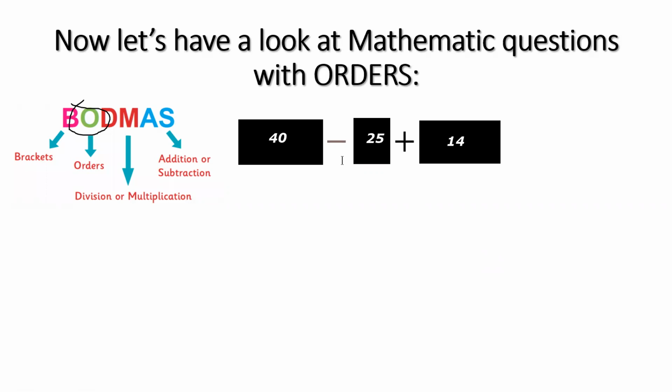Now, what do we do next? Do we do subtract or do we do add? Now, remember, it isn't add. If you're tempted to say add, I do understand why you were tempted, because it comes before subtract. But remember, add and subtract are both the same value. They are both written in the same color. So we do the one that comes first in the question. So in this case, we do subtract first. So 40 subtract 25 is 15, add 14 is 29. So that's my answer to that question.